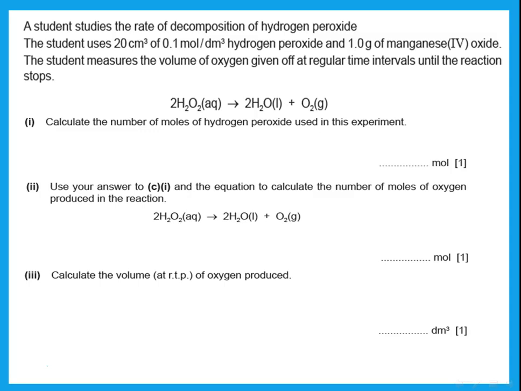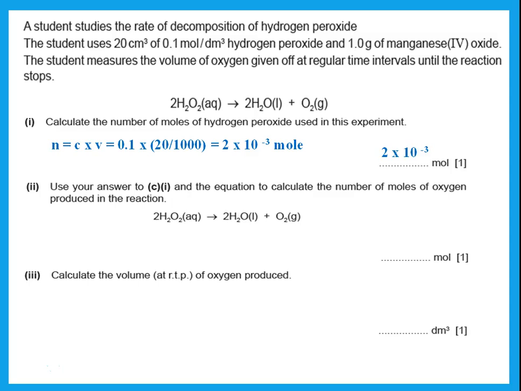Okay, a student studies the rate of decomposition of hydrogen peroxide. The student uses this amount and 1 gram of manganese oxide. And he gives you the equation. Calculate the number of moles of hydrogen peroxide. What does he say about hydrogen peroxide? 20 centimeter cubed of 0.1 mole per decimeter cube. That's the solution. So number of moles is concentration times volume. Again, remember to divide the volume by 1000. So that gives me 2 times 10 to the minus 3 mole.